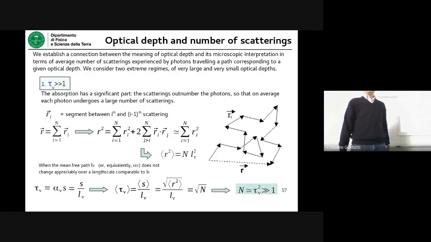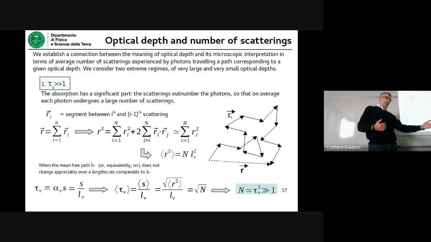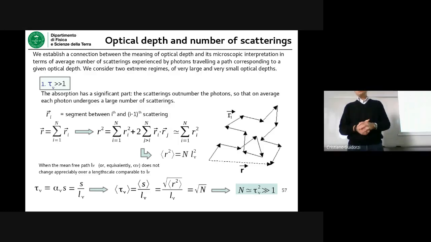So if you know for a given path the optical depth, the number of scatterings that on average a photon will undergo to cover as a net traveled path the path corresponding to an optical depth tau scales with tau squared, where tau is much greater than 1, because this is the regime we are considering. This is a very useful relation: whenever you know the mean free path and the optical depth, the number of scatterings scales as the optical depth squared.